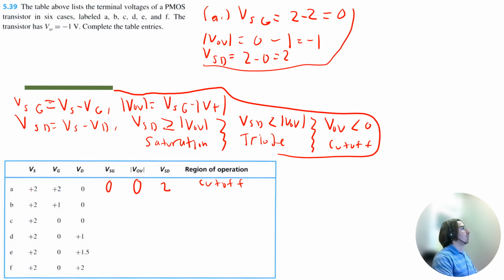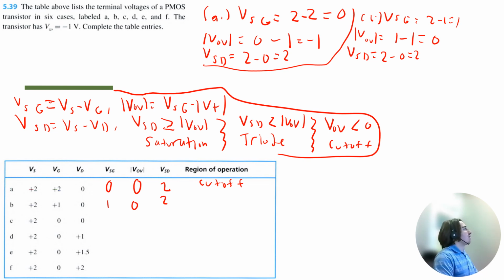Okay, let's solve for case B. Voltage from source to gate is equal to 2 minus 1, so that's 1. Overdrive voltage is 1 minus 1, so we get 0 again. And the voltage from source to drain is equal to, voltage from source is 2, drain is 0, so we get 2.